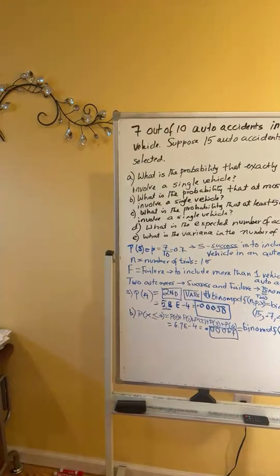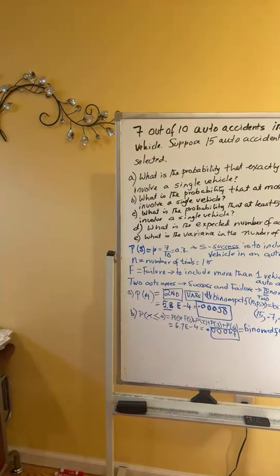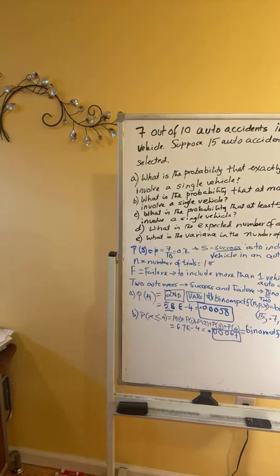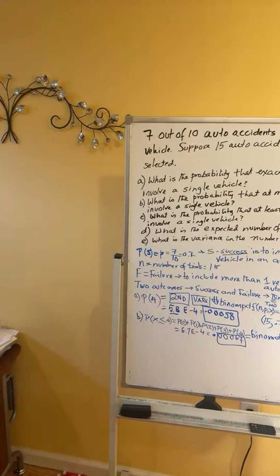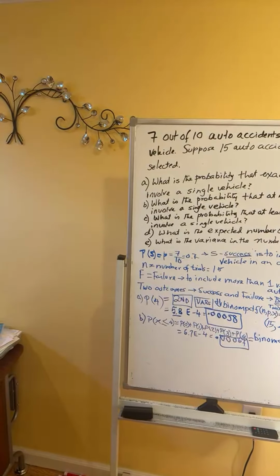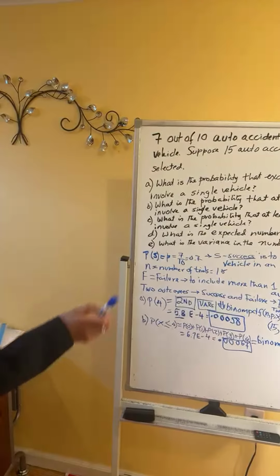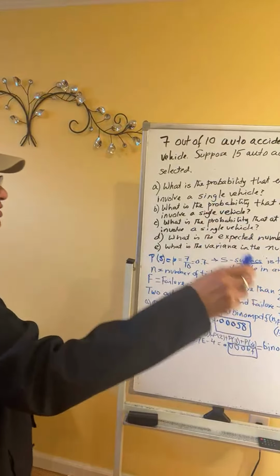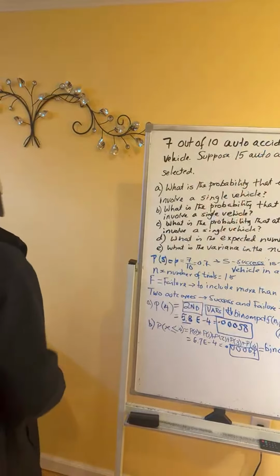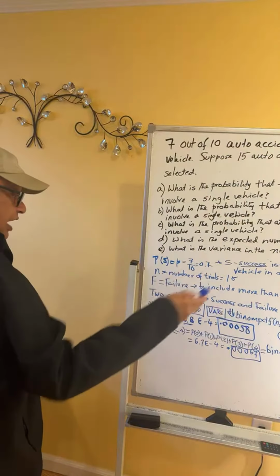So we did at most 4. Next they're saying at least 4. At least 4 means the lowest value is 4. So we start from 4 and go any number above 4 up to 15. So there's a difference between at least and at most. At most means the maximum is 4. At least 4 means the lowest value is 4, and any number in the distribution above it.